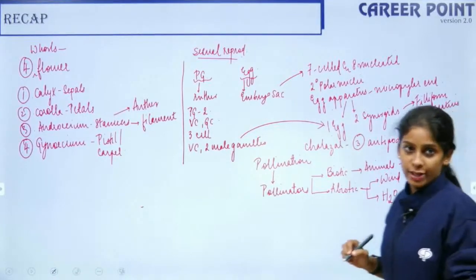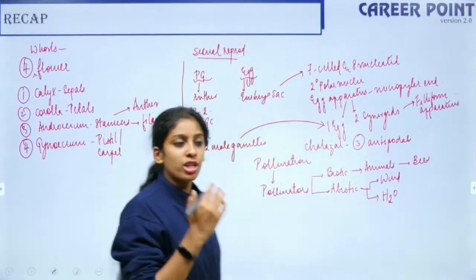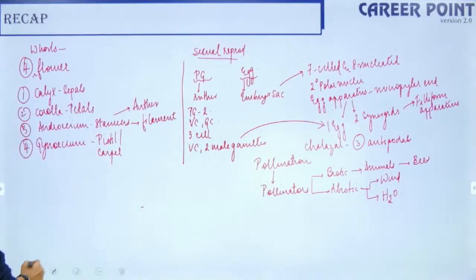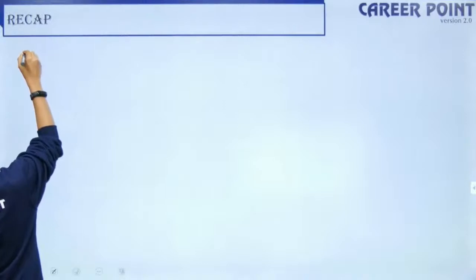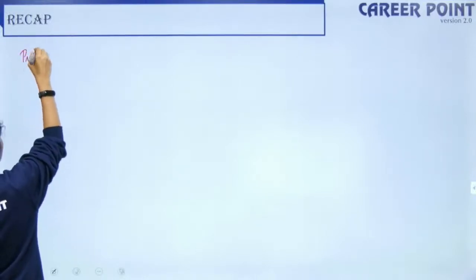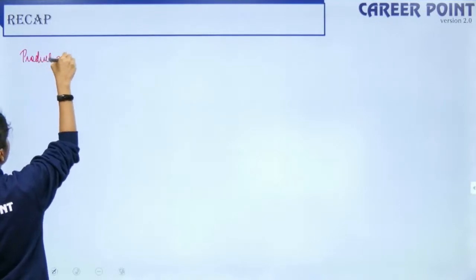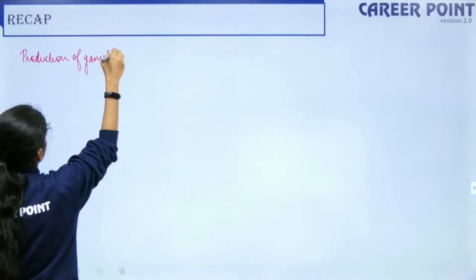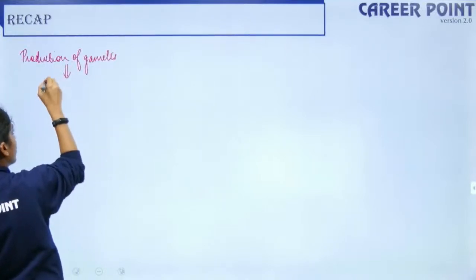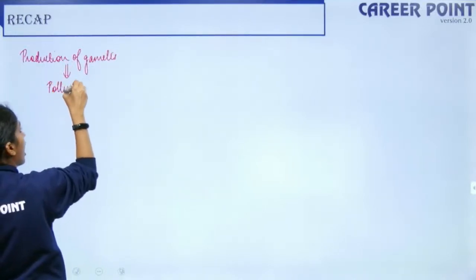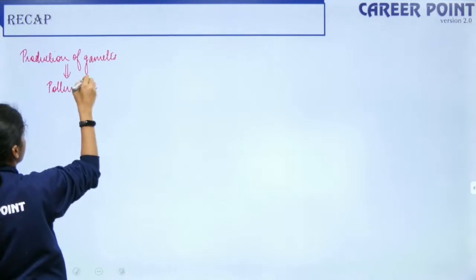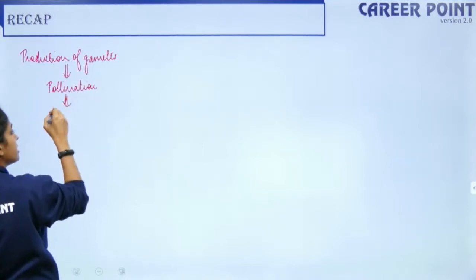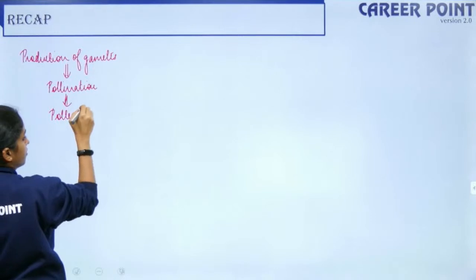This is pollination. After pollination, you should have pollen-pistil interaction. So first is the production of gametes, then you have pollination. After pollination happens, you have pollen-pistil interaction.